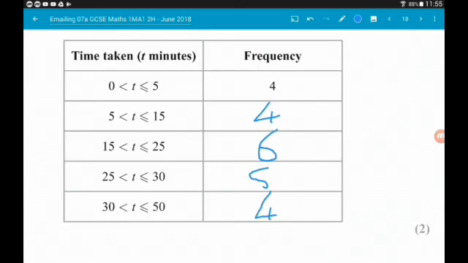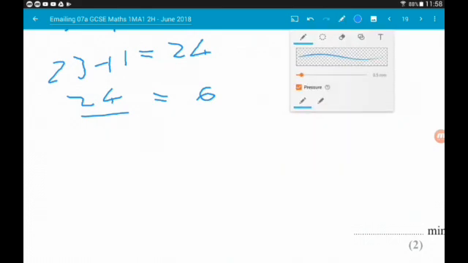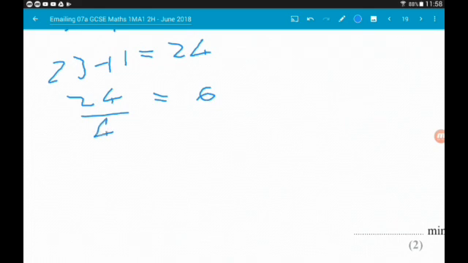So if we go back to the table, starting from the beginning, there are 4 people in that first interval. So it's not going to be there. There are another 4 people in the next interval. In the second interval, we know these people took more than 5 minutes, but less than or equal to 15 minutes. So how we can think of this is, we put this interval on a line and divide it by 4.